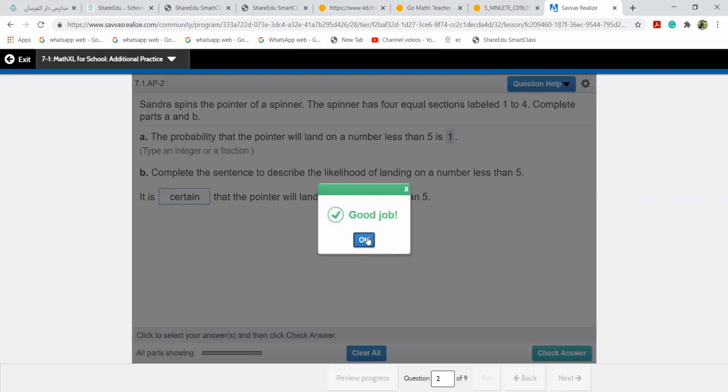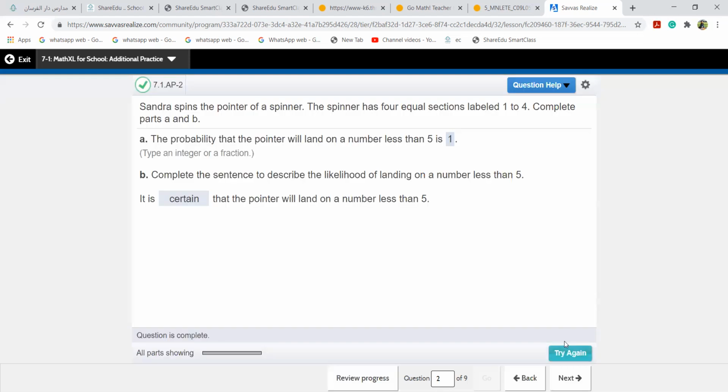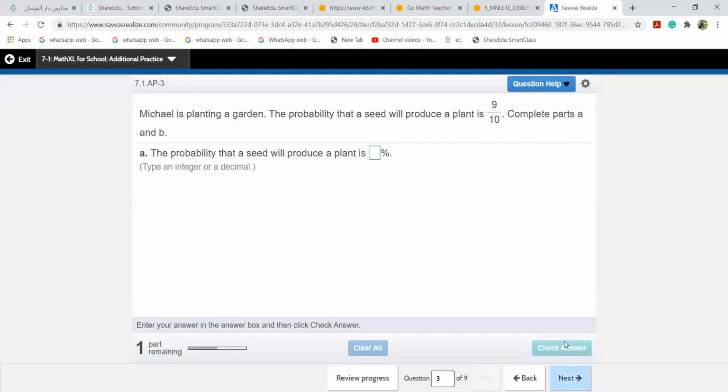Did you get it? So we have 4 words. We have likely, we have unlikely. If I get 3 out of 4, it is likely. 1 out of 4, unlikely. 4 out of 4, certain. 5 out of 4, impossible. I hope you understood, all of you. This way, I want to stop and do the questions with you so that you understand probability better, girls. Next question.